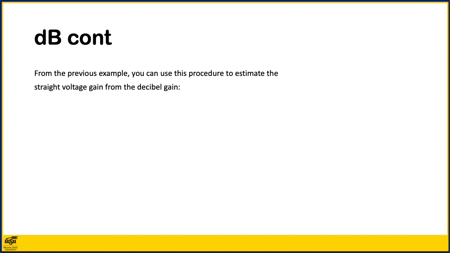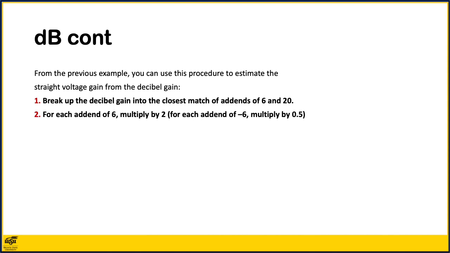From the previous example, you can use this procedure to estimate the straight voltage gain from the decibel gain. Break up the decibel gain into the closest match of the two addends of 6 and 20. For each addend of 6, multiply by 2. For each addend of minus 6, multiply by 0.5. For each addend of 20, multiply by 10. For each addend of minus 20, multiply by 0.1.